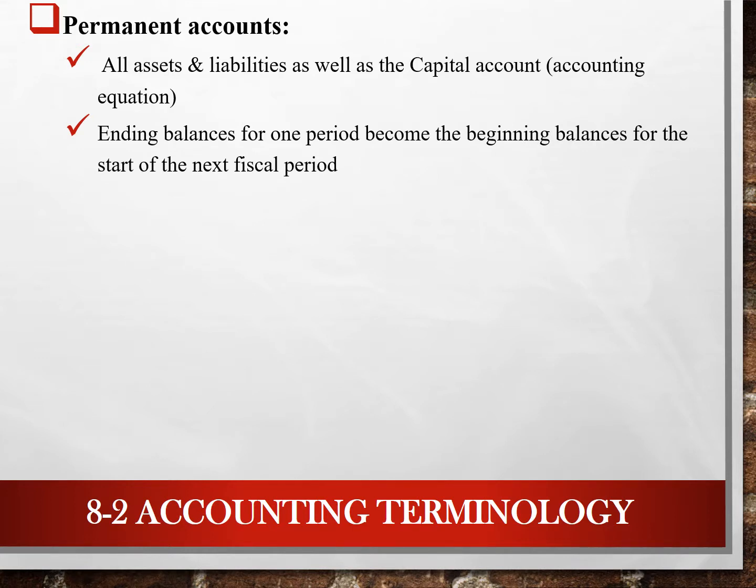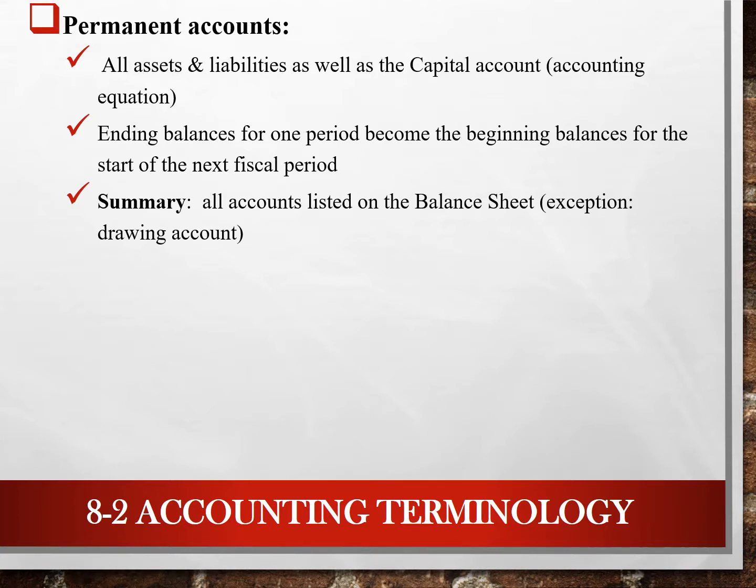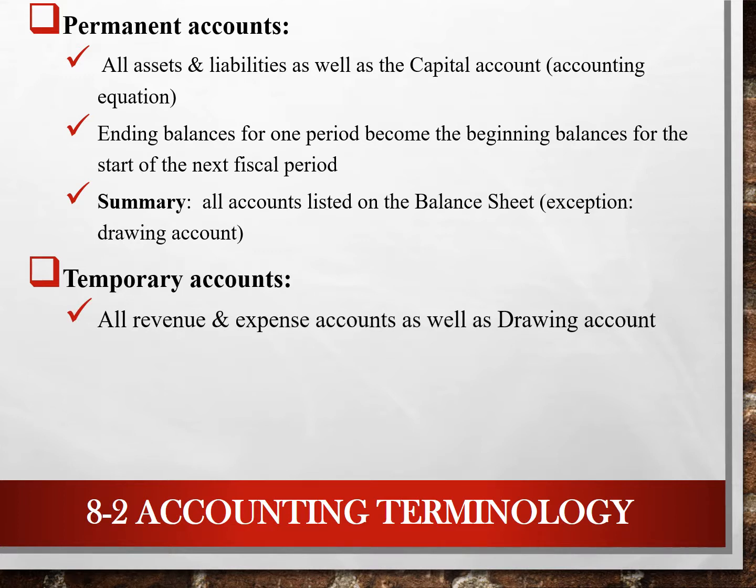Permanent accounts' ending balances for one period become the beginning balances for the start of the next fiscal period. A summary: all accounts listed on the balance sheet are considered permanent accounts. Temporary accounts are classified as all revenue and expense accounts, as well as the drawing account.